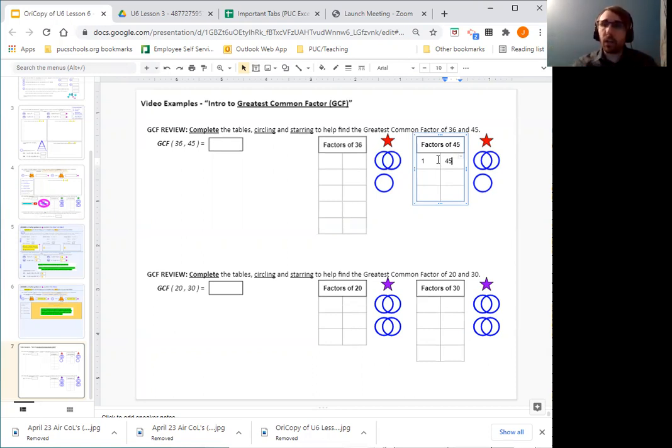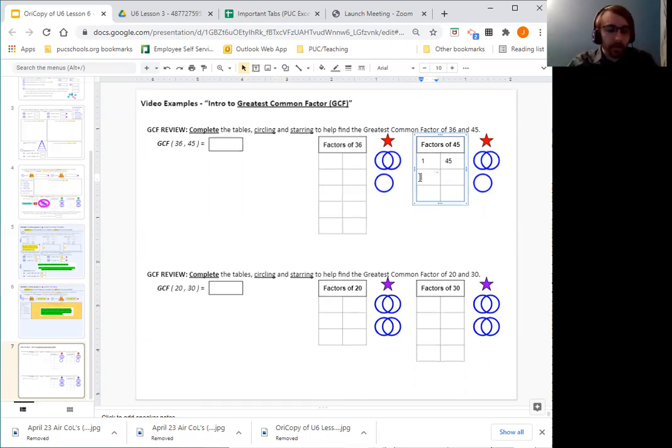Now let's try another row. After 1, I would try 2. But I know that if I count by 2s, I'm not going to see 45 in the list. I'm going to see 44 and then 46. So I'm not going to try 2 here. I'll just in my mind write it off and cross it out.